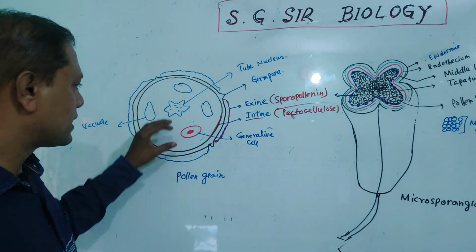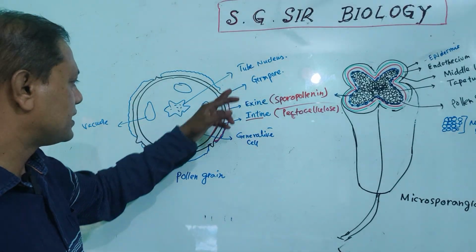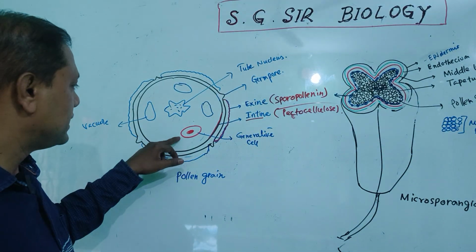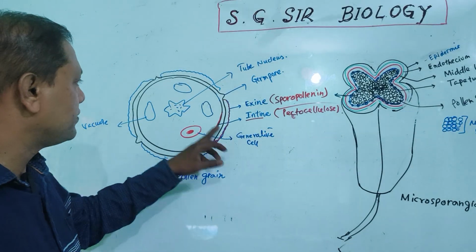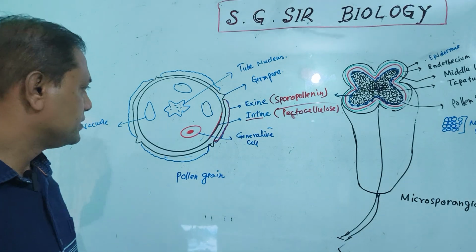Initially it was not like that. Initially one cell is called the vegetative cell and another is called the generative cell, and the vegetative cell divides into two cells, the generative cell and the tube nucleus. I think this is the structure of the pollen grain.